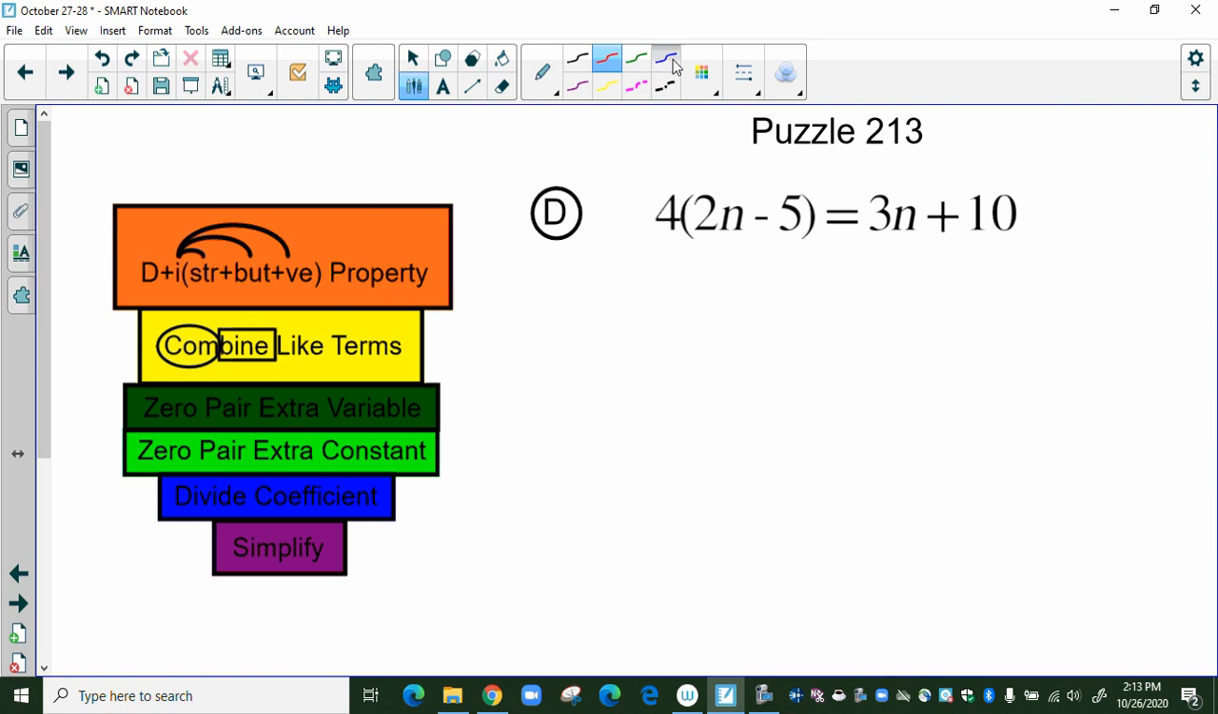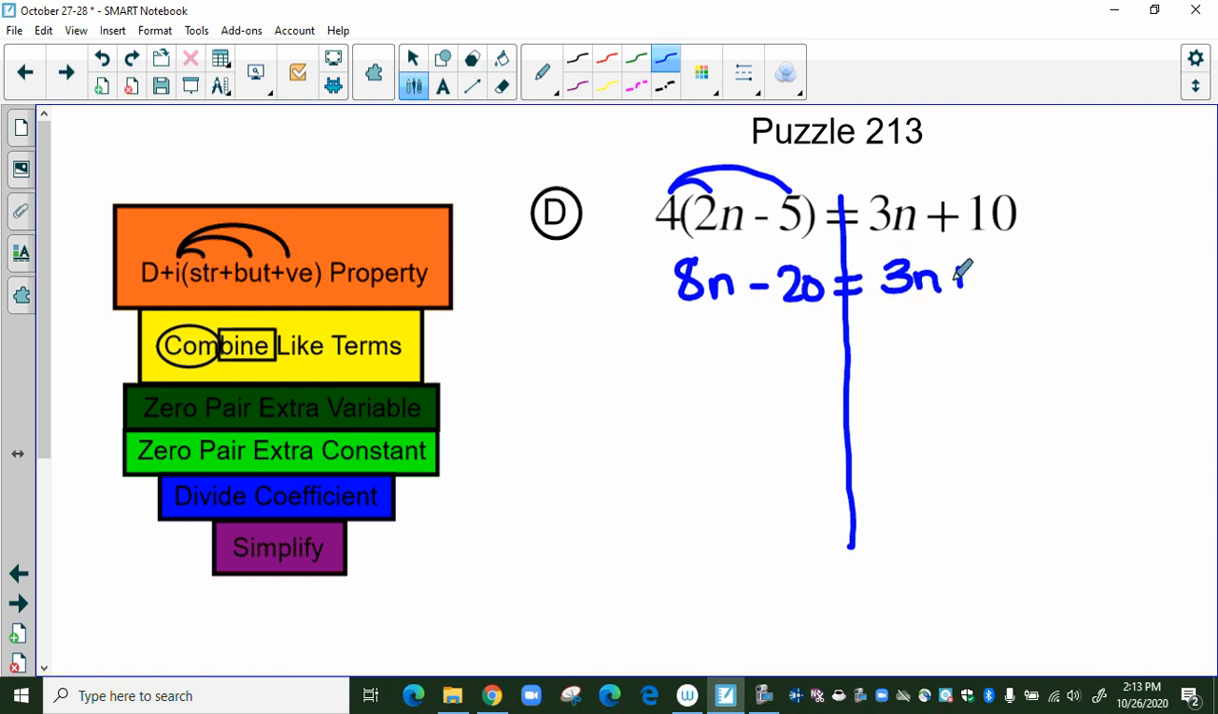Okay, let me turn back into blue. So just like always, I'm going to start at the top and I'm going to look for distributive property, and here it is. 4 times 2n is 8n, and 4 times negative 5 is negative 20. Bring down the other side. Distributive property done. I'm going to look for my like terms. On the left side, I have one variable and one constant. Those are not like terms. On the right side, I have one variable and one constant. Those are not like terms. So we actually don't have this step.